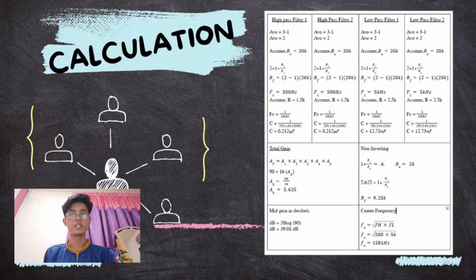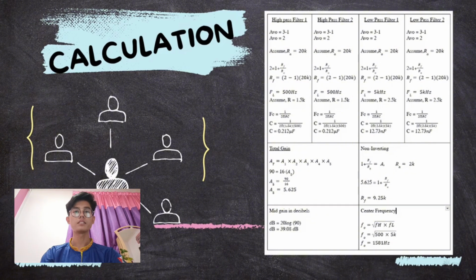For the frequency, it has been given as 500 Hz. For the high pass filter, let's assume the R is 1.5k and for the low pass filter, 2.5k. Using the frequency formula 1 over 2 pi RC, we can calculate the capacitance C that we need. For the high pass filter, we get 0.21 microfarad, and for the low pass filter, we get 12.73 nanofarad.